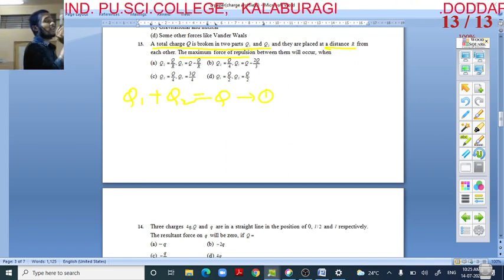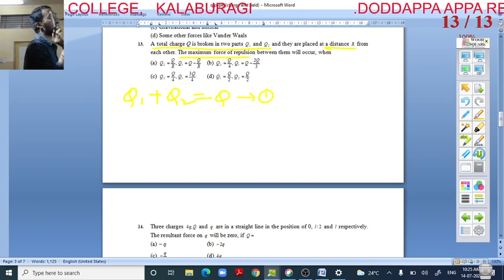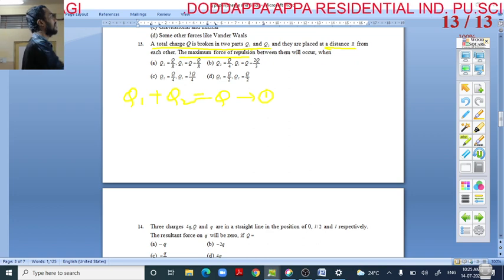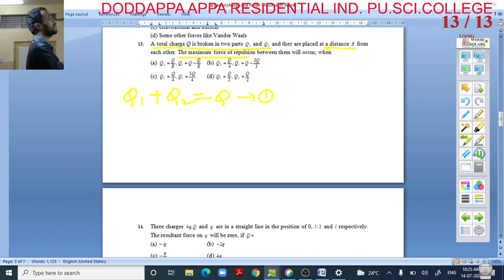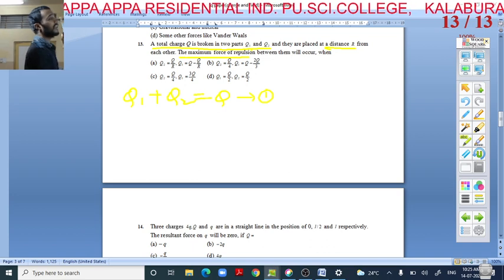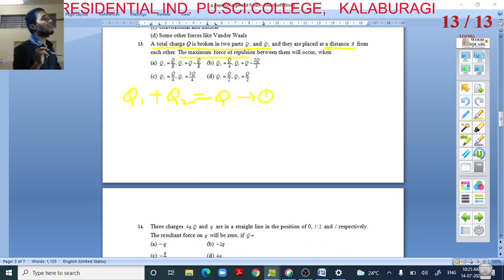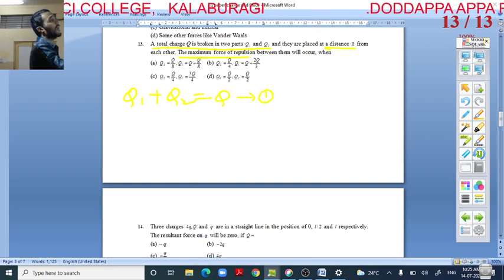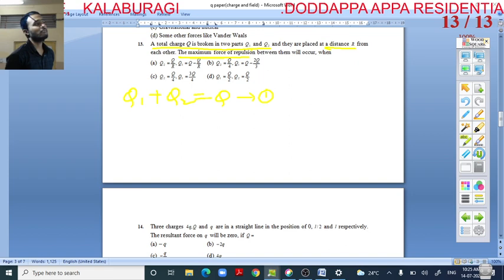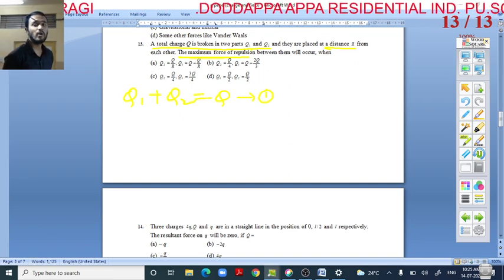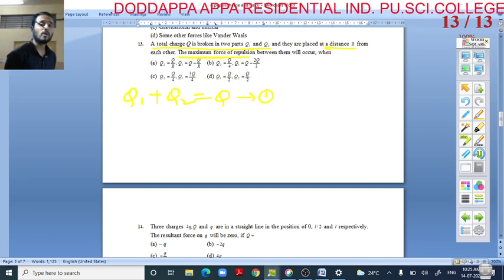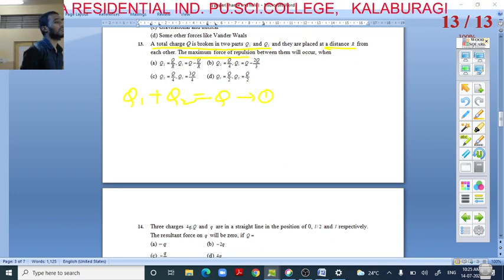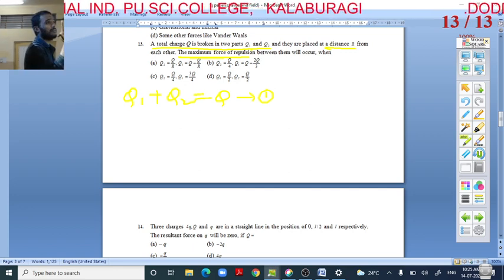Try to understand what he is asking. He is asking to find the maximum force. When will it occur? Some options he has given, charges options. That means what should be the value of charge so that we get maximum force? At what magnitude of charge, at what value of charge can we get maximum force? That is the question here.